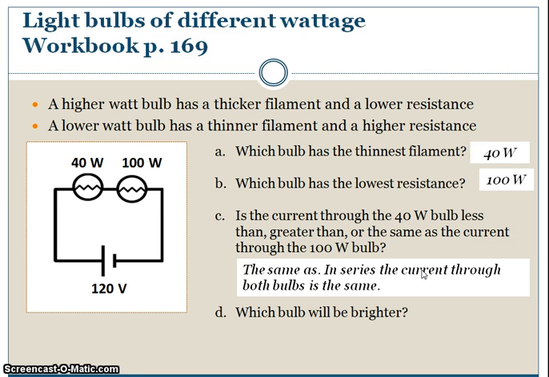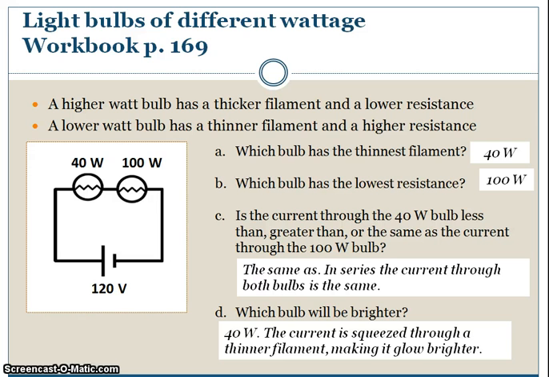So what happens when you connect two bulbs of different wattages together is that the lower watt bulb is actually going to glow brighter than the higher watt bulb in series. And that's because that current, which is the same between both of them, is getting squeezed through a thinner filament, and that's going to make it glow brighter.